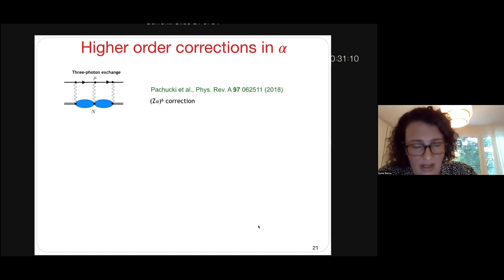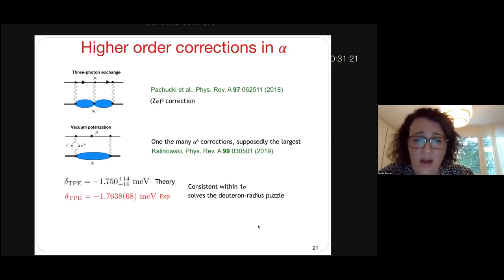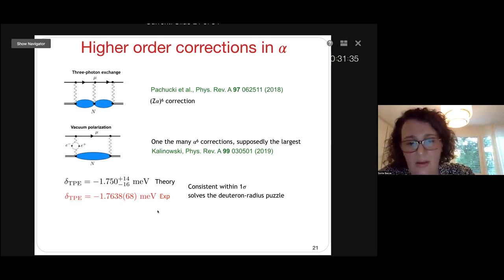So then I have to say that other people also looked into that, and Pachucki found out that there is a Z alpha to the 6 correction that is called the three-photon exchange that you should not neglect. And one of his students, Marcin Kalinowski, also found out that there is a vacuum polarization correction of order alpha to the 6 that is large. And putting together all of these, eventually, at around 2019, there was consistency between theory and experiment, also for the two-photon exchange.